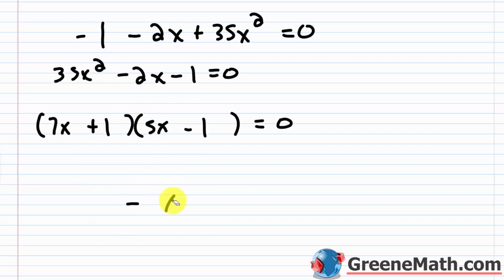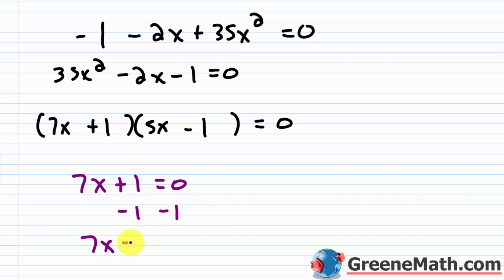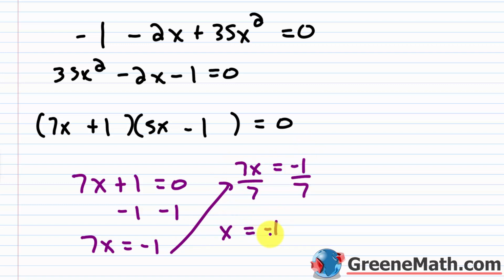So that's good to go there. Okay, so now I would just set these two equal to 0 and solve. So 7x plus 1 equals 0. Subtract 1 away from each side. You get 7x equals -1. Divide both sides by 7. You get x equals -1/7. Okay, so that's one value we're going to restrict.